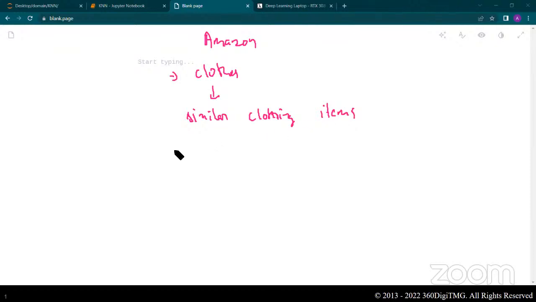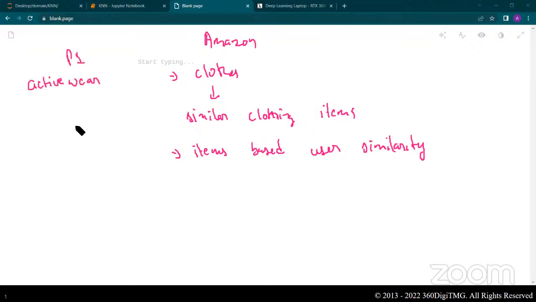And at the same time, it will suggest items based on user similarity, how similar you are to other users. So if you have one user who is also searching the same things and he is finding something interesting, let's say I'm searching for active wear, and then I have person two who is also searching for active wear.